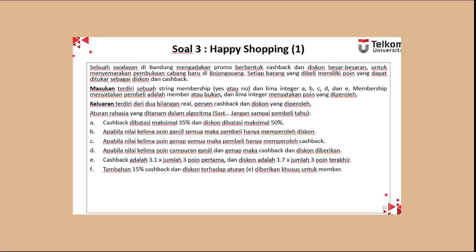And then the fifth one is the formula for the cashback and discount. The cashback is 3.1 times the first 3 points of the customer, and the discount formula is 1.7 times the last 3 points of the customer. And then the last constraint is if the customer is also a member, then the customer will get an additional 15% of cashback and discount. So from these constraints, we will create the subprograms based on the constraints.